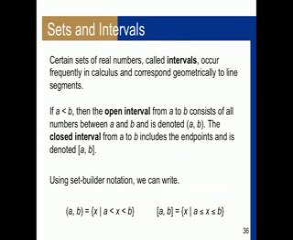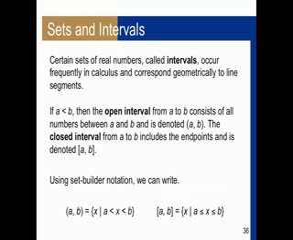Certain sets of real numbers are called intervals. They occur frequently in calculus and correspond geometrically to line segments. So when you carry on to calculus next year, you're going to cover this a whole lot more. If a is less than b, then the open interval from a to b consists of all numbers between a and b and is denoted (a, b) inside of parentheses. The closed interval from a to b includes the endpoints and is denoted [a, b] inside of square brackets.